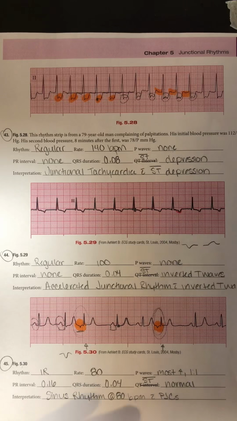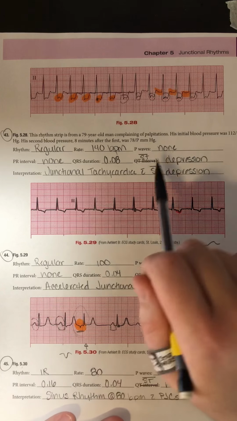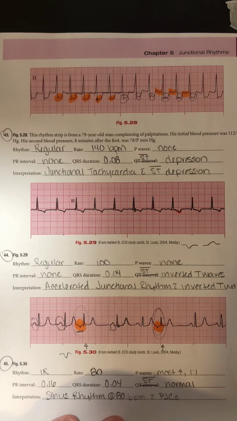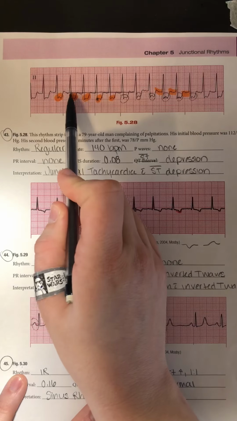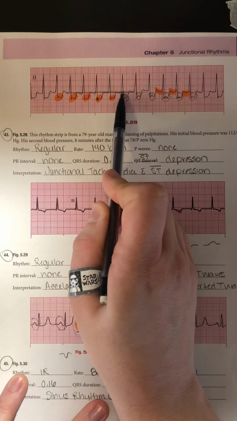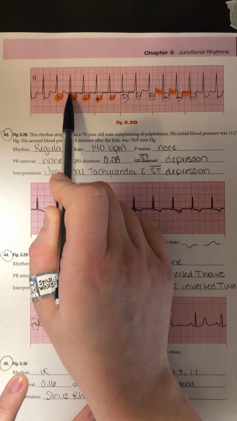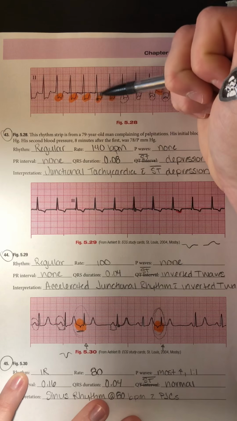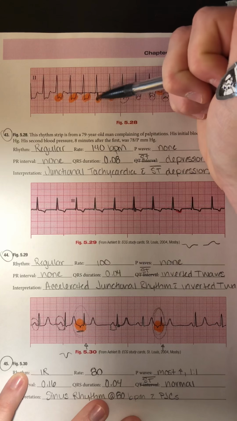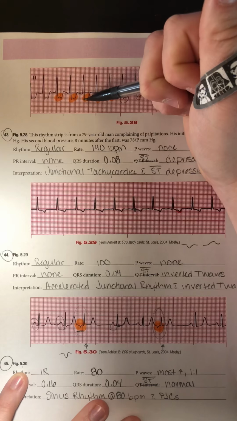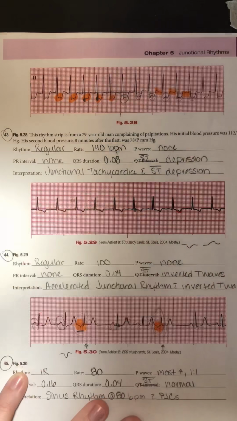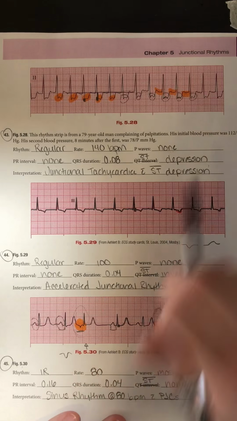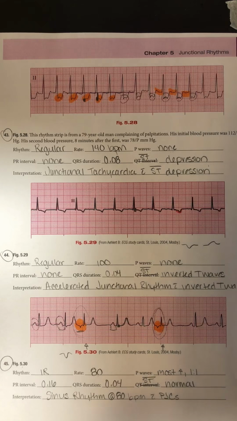My QRS duration is nice and narrow and within normal limits. And then like I said, we have that ST segment depression. So what I had marked here was that isoelectric line. And I just put my piece of paper where the QRS complexes begin to get that line. And we have 4 boxes where my J point is, where my QRS complex ends. 4 boxes below that isoelectric line. So there's definitely some ST segment depression.